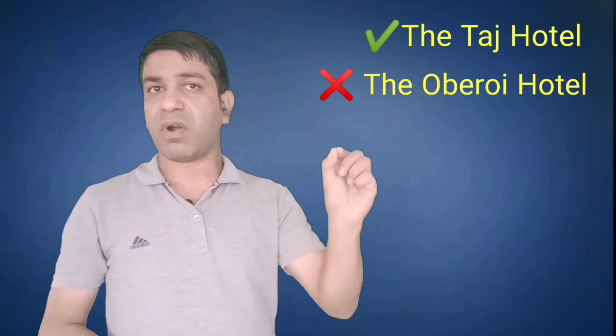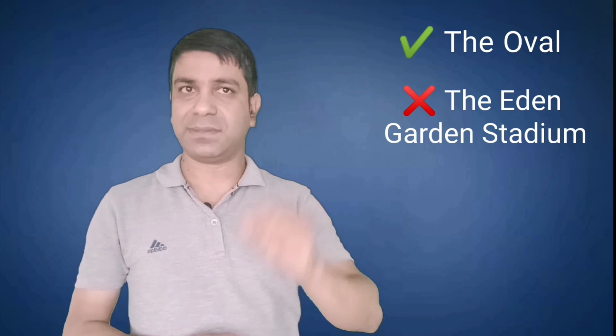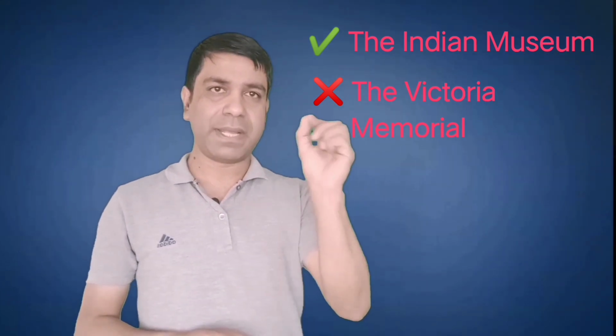You can say the Taj Hotel, but you cannot say the Oberoi Hotel because Oberoi is the surname of a person. You can say the Oval, but you cannot say the Eden Garden Stadium because the Eden Garden Stadium is named after Eden. You can say the Indian Museum, but you cannot say the Victoria Memorial because Victoria Memorial is named after Queen Victoria. In short, do not use the with eponyms. If you do not know what eponyms are, I have given the link in the description box. You can click to it and watch my tutorial on eponyms.